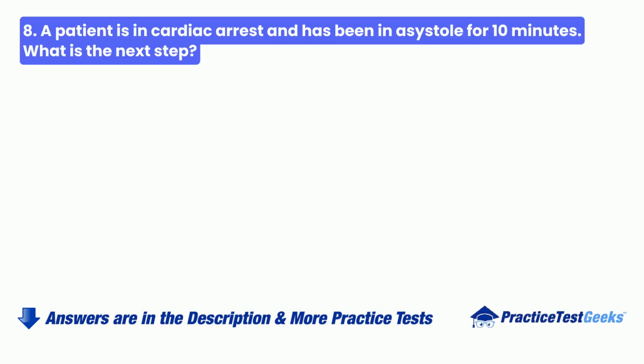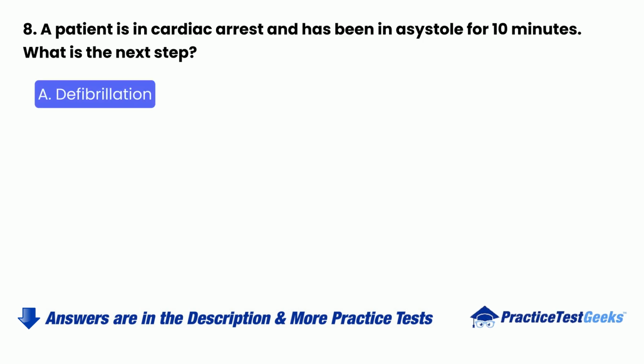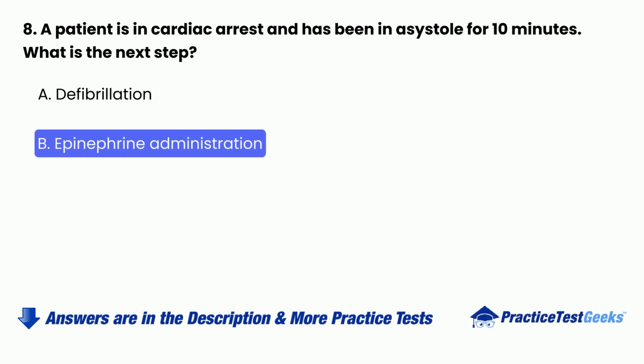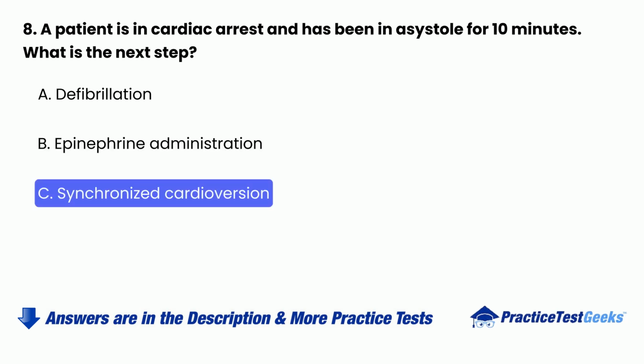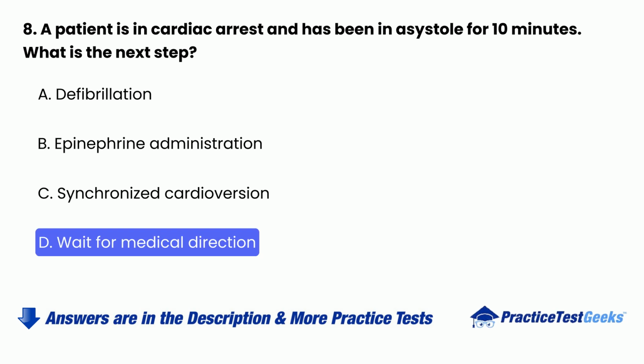8. A patient is in cardiac arrest and has been in asystole for 10 minutes. What is the next step? A. Defibrillation. B. Epinephrine administration. C. Synchronized cardioversion. D. Wait for medical direction.